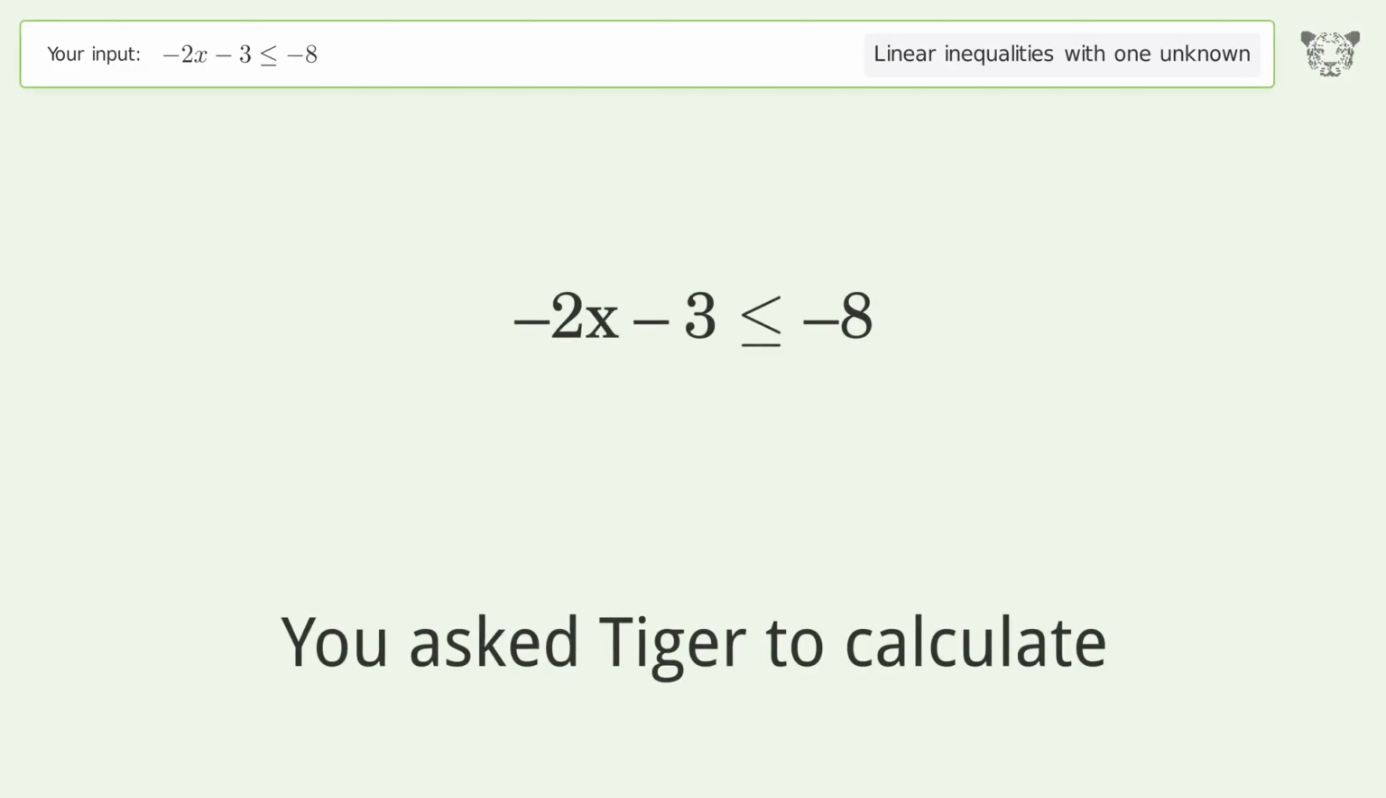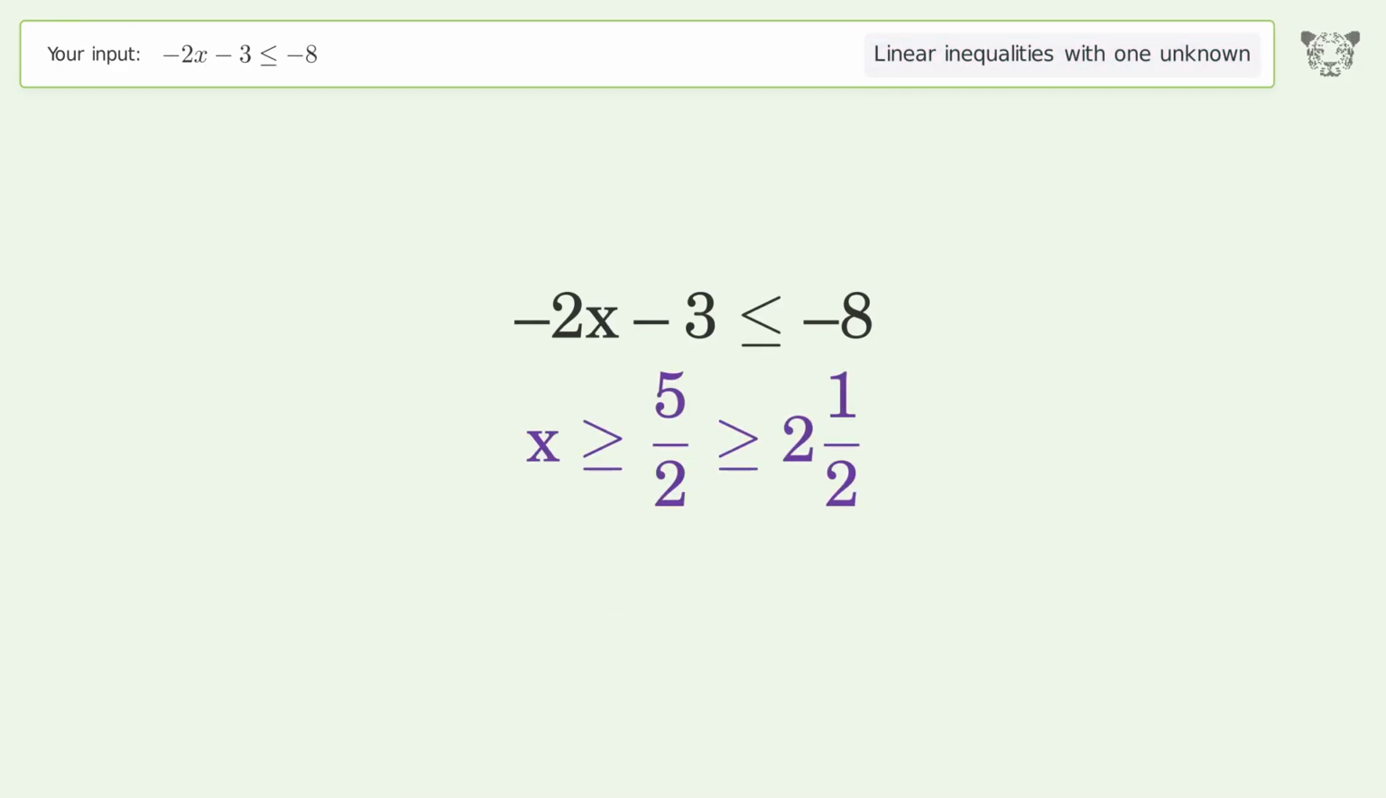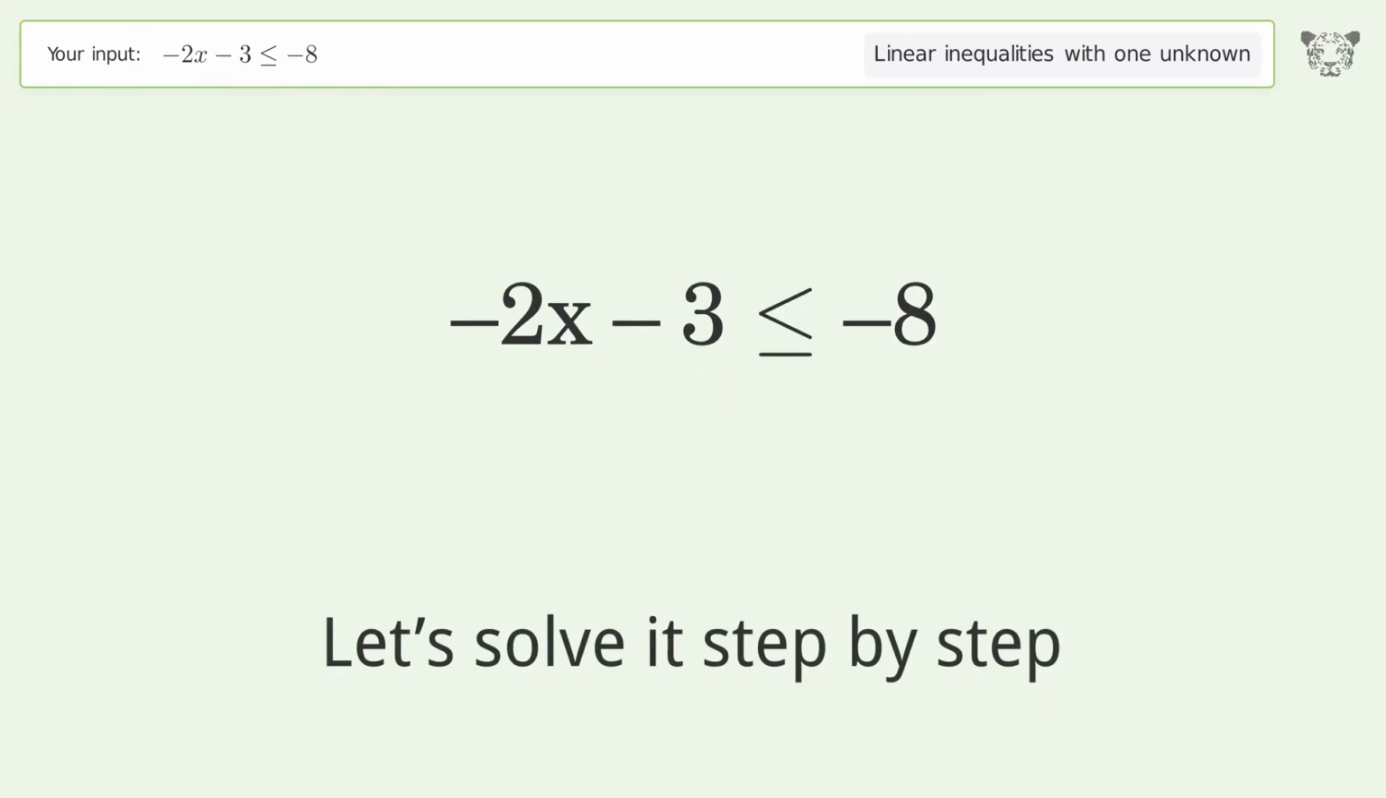You ask Tiger to calculate. This deals with linear inequalities with one unknown. The final result is x equal or greater than 5 over 2 equal or greater than 21 over 2. Let's solve it step by step.